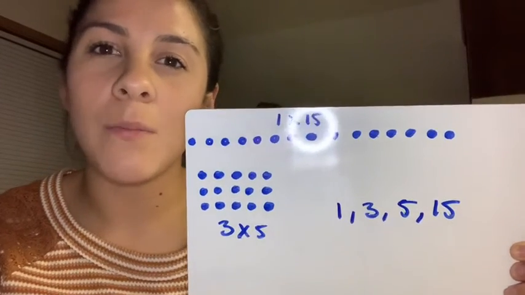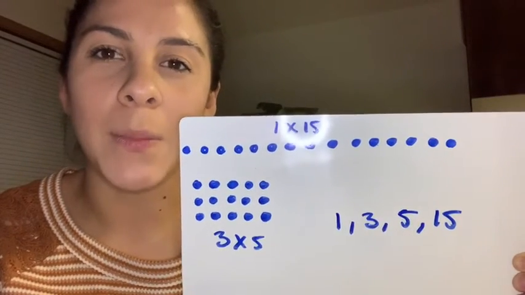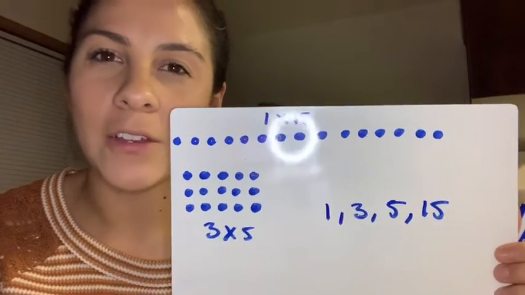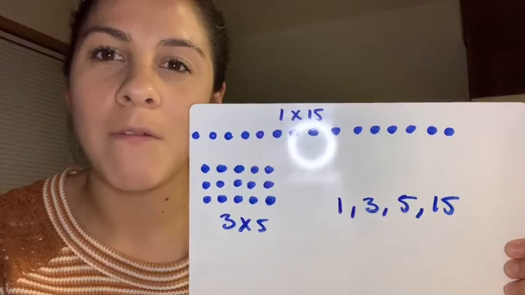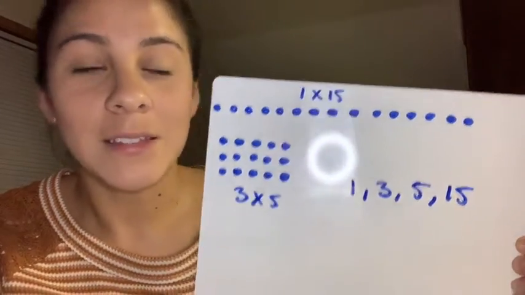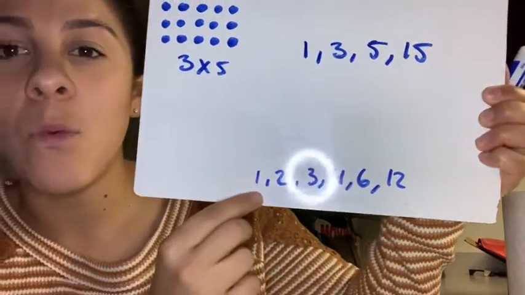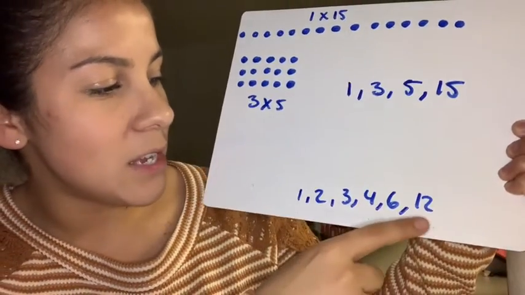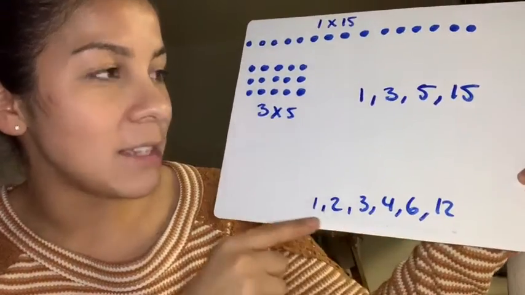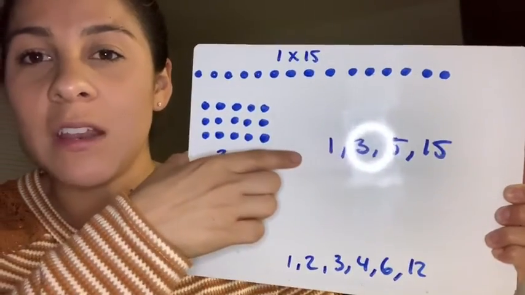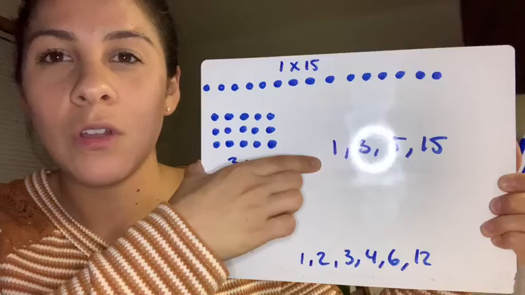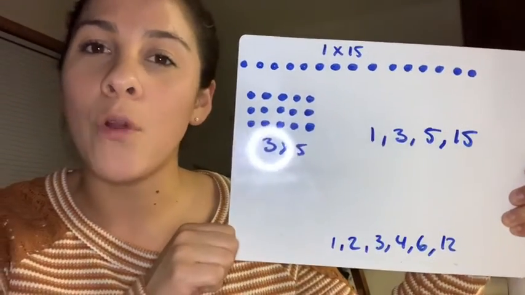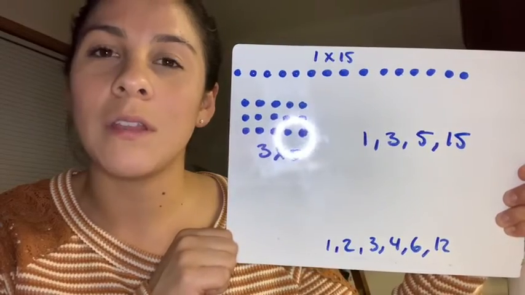Let's think back to the number 12. 12 is an even number. 12 is also smaller than 15, but how many factors did we come up with for the number 12? Yes, so for the number 12, we had 1, 2, 3, 4, 6, and 12. 12 has 6 factors, where 15 only has 4 factors. Write in your math notebook if you believe that even numbers have more factors than numbers that are odd.